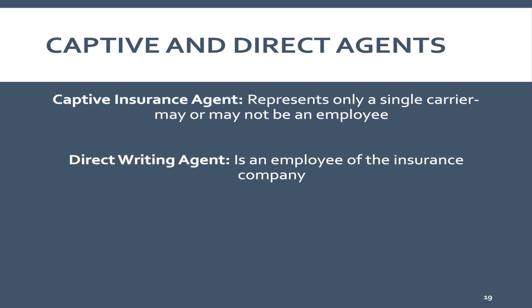Okay, now we have some terms that I mentioned earlier, but I want to qualify them. The captive insurance agent represents only a single carrier. Examples of captive agents would be Nationwide, State Farm, and Allstate. They represent one carrier. They're under contract to that carrier, and that's the extent of their insurance relationship.